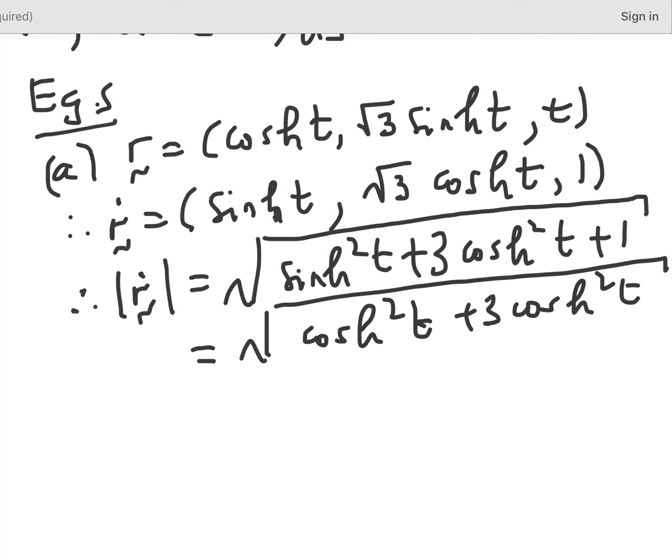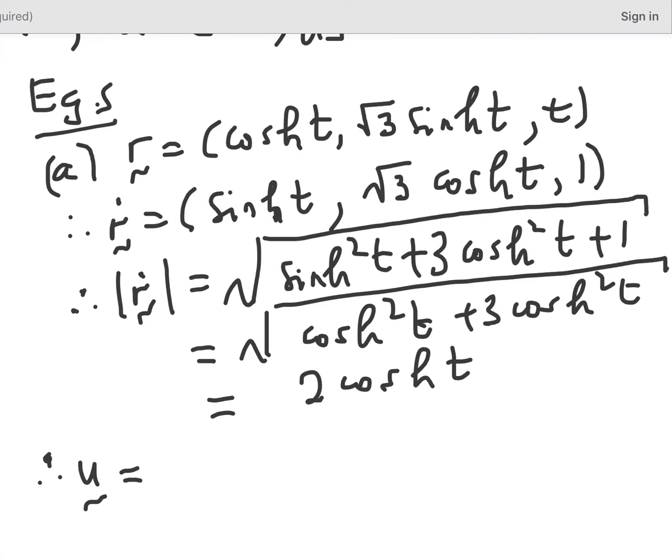We add that and take square roots. We end up with 4 cosh squared, so this is 2 cosh. There we go. So that's the mode of r dot. Therefore, the vector u would be the vector r dot divided by its magnitude. So vector u, the unit tangent vector, is r dot divided by this.